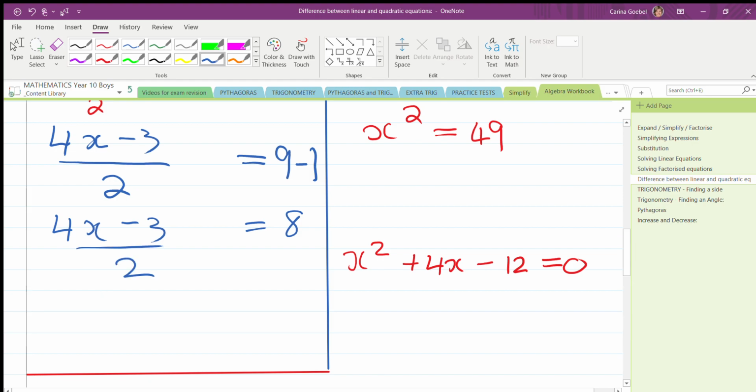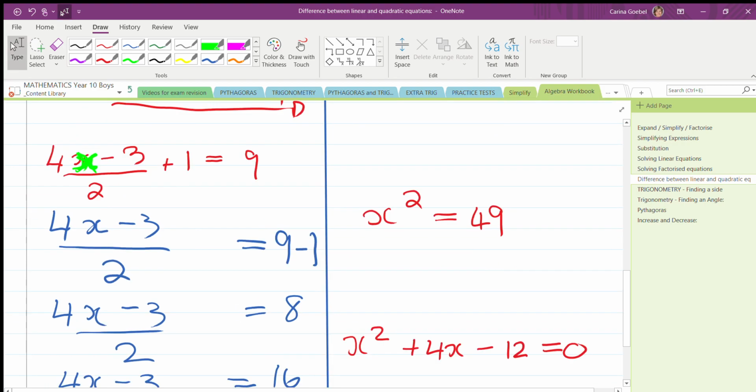Next, to get rid of the 2, you would multiply. So you would end up with 4x minus 3, and 8 times 2 gives you 16. You would then get rid of the 3. It's minus 3, so therefore you have to add the 3 on. So you end up with 4x and 16 plus the 3 makes 19. Lastly, you need to get rid of the 4. It's times 4, so therefore the opposite; always remember we do the opposite operation. It'll be 19 divided by 4.